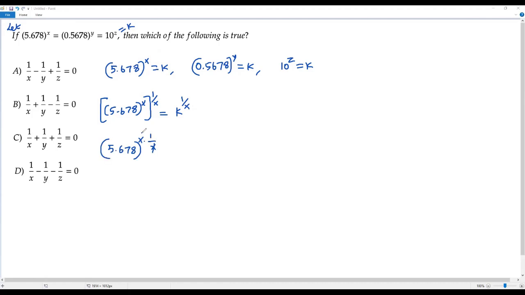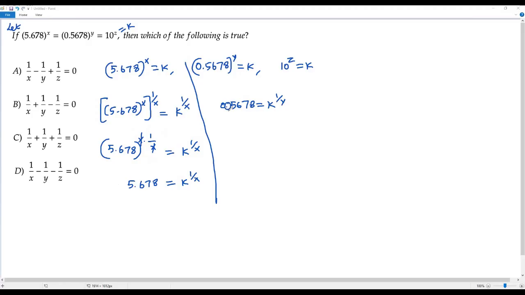Okay, here this x and x will cancel out. That is, the exponent simplifies to just 1. On the right side we have k to the power of 1 over x. Now 5.678 to the first power is 5.678. On the right side we can write k to the power of 1 over x as it is. We can do the same thing in this equation. That is, we have to raise both sides to the power of 1 over y to get the exponent y. When I do so, I am getting 0.5678 equals k to the power of 1 over y.